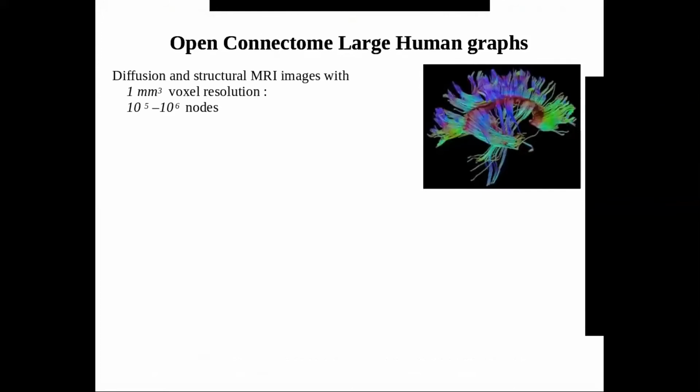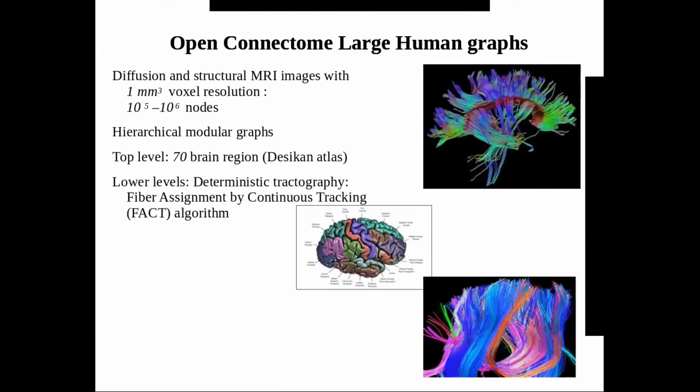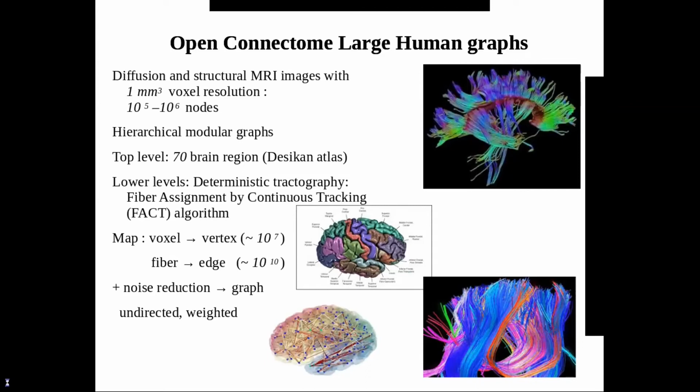I showed the details. So these are 1 millimeter cube voxel resolution images. So they can have 100,000 to a million nodes. They are hierarchical modular graphs. The top level consisted of 70 brain regions corresponding to the so-called Desikan atlas of the brain. And the lowest levels were determined by a deterministic tractography method with some algorithms, which I cannot explain. But the main point is that the voxels can be mapped onto vertices of graphs of 10 to the 7, the fibers to edges of a graph, 10 to the 10 originally, and after some noise reduction, you can obtain these graphs which are undirected but weighted.